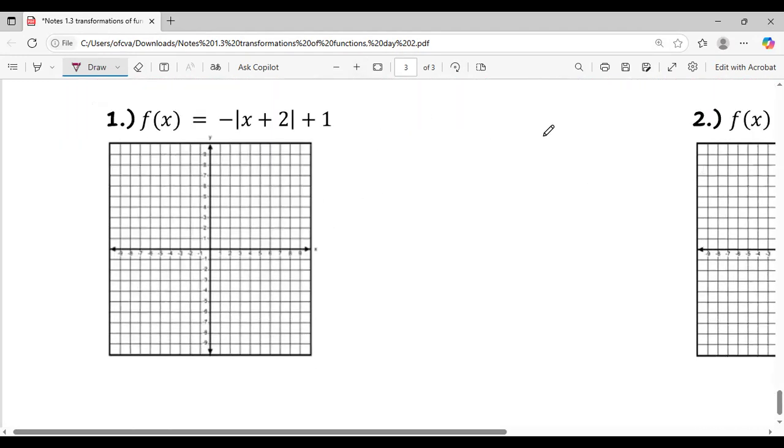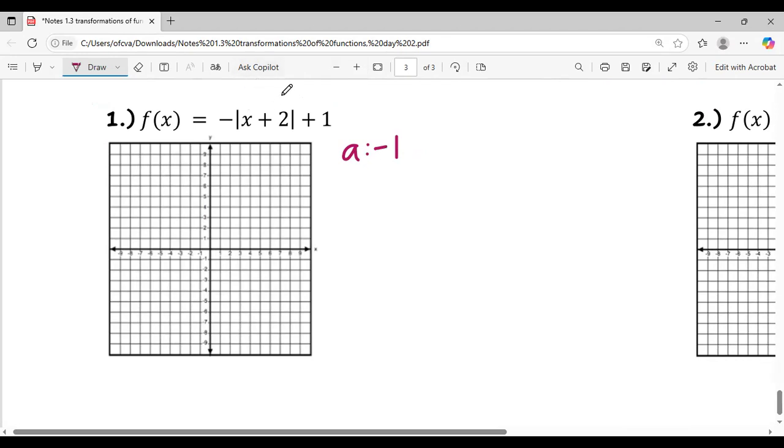So absolute value, we have an A value of -1 because we have a negative right there. So there's no change in the width because the absolute value of -1 is 1. That doesn't give me a change in the width. That gives me a reflection that's horizontal over the x-axis.